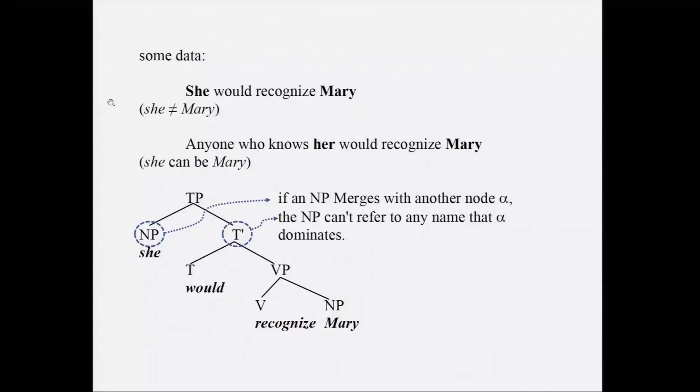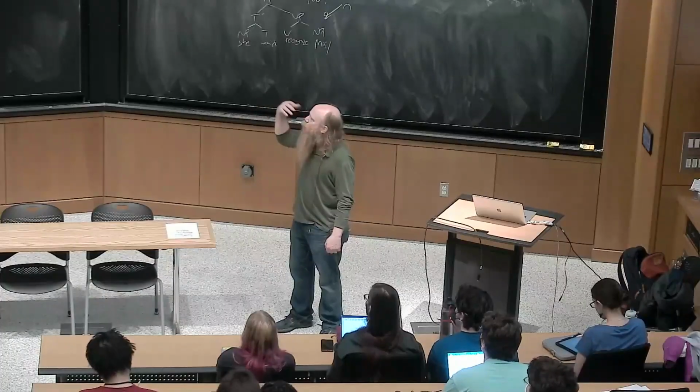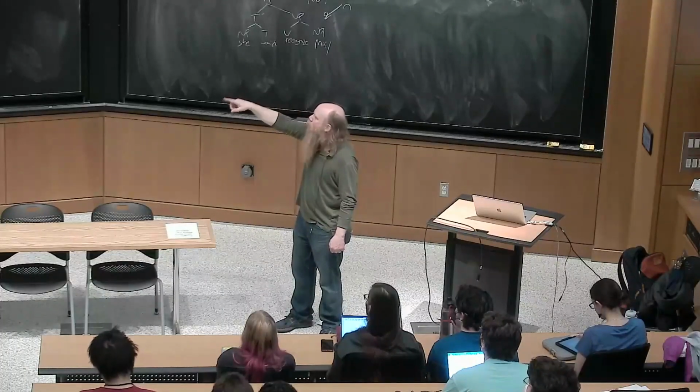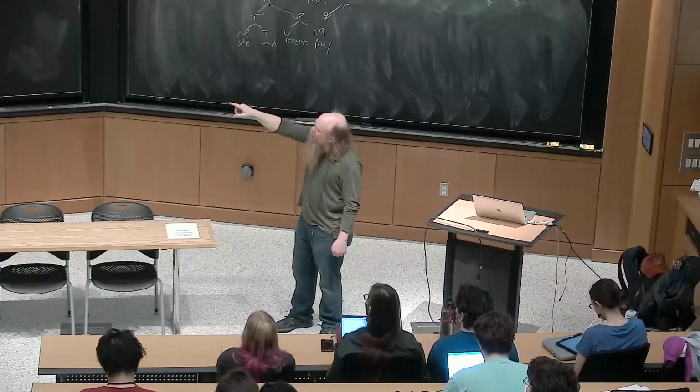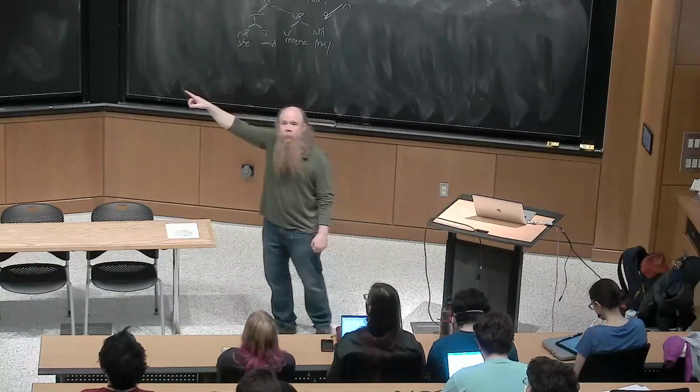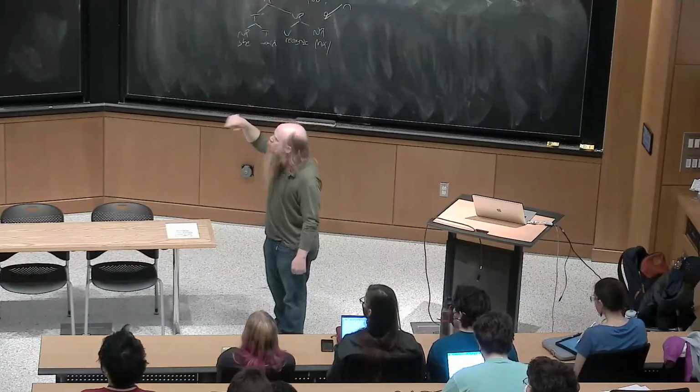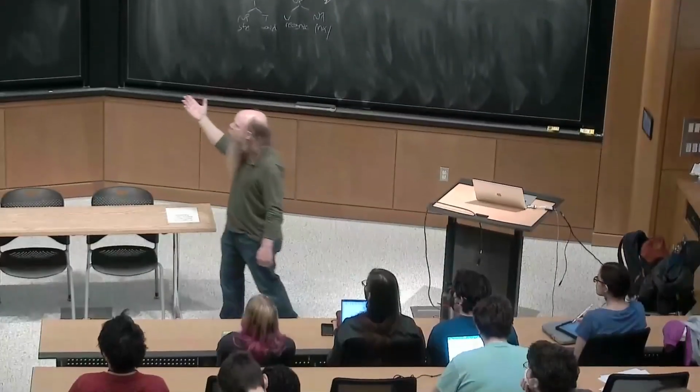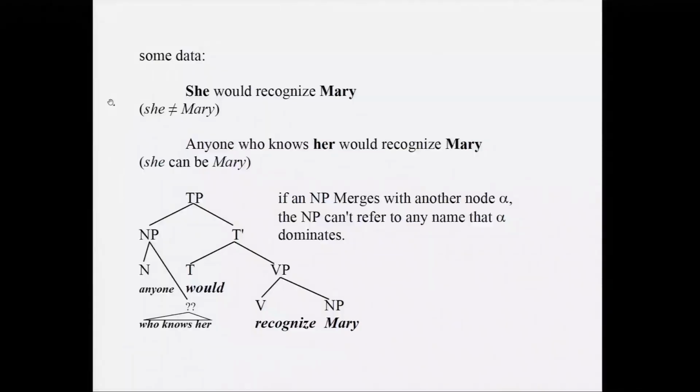So if instead we had "anyone who knows her" as the subject, right? Anyone who knows her would recognize Mary. Well, I'm going to try to get away without actually telling you how we're going to diagram all of "anyone who knows her." But "anyone" is the noun in "anyone who knows her." And it's a noun that's modified by what's called a relative clause. So "who knows her" is a kind of clause that modifies nouns.